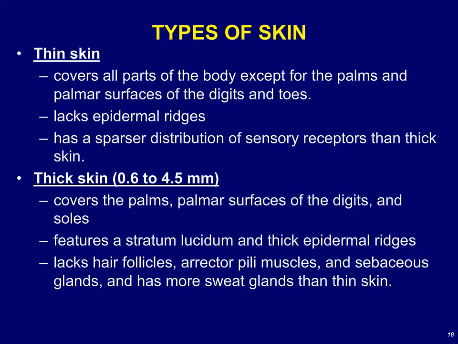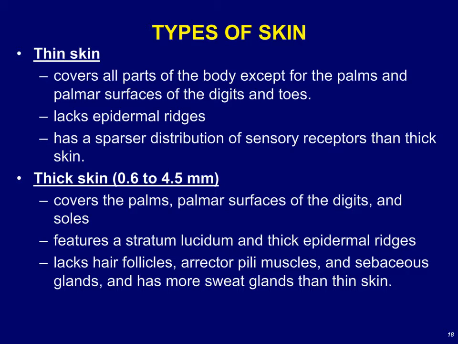It also lacks sebaceous glands, but it does have a lot of eccrine sweat glands, and we'll talk about the functions of those in just a minute. On the other hand, thin skin is found everywhere else in the body. That is, everywhere else except for the palms of the hands and the soles of the feet.